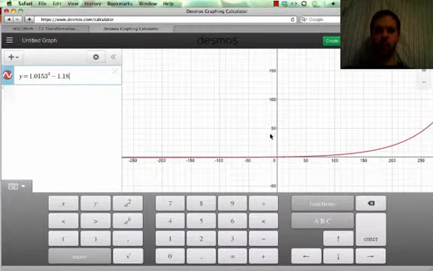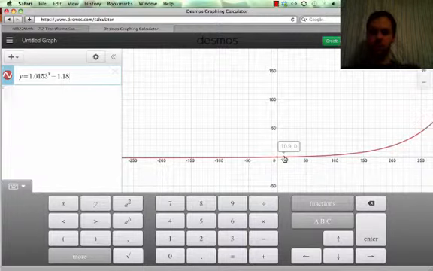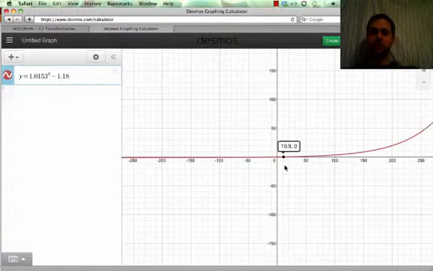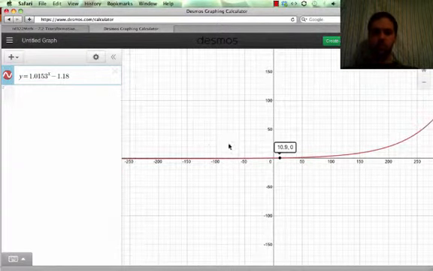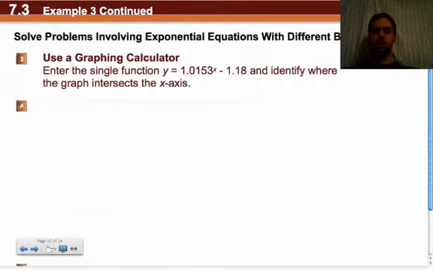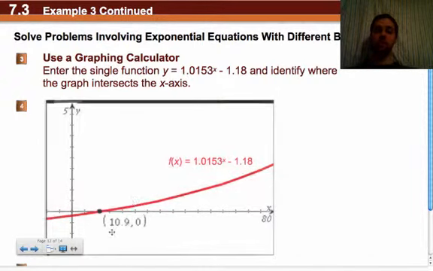Okay, so we have our equation ready here and our line graph, and you can see the x-intercept here, 10.9 and 0. So the x value that solves this equation for us is 10.9. So when x equals 10.9, we can take that back to our problem. 10.9 represents the number of compounding periods. Now it compounds 4 times a year.